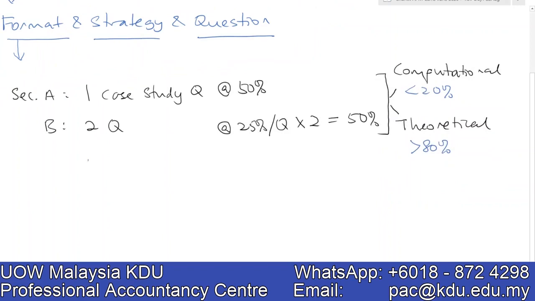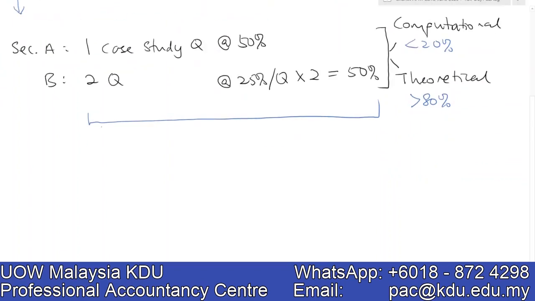Looking at the three questions, with 3 hours and 15 minutes of time that you have in total, that is equal to 195 minutes.